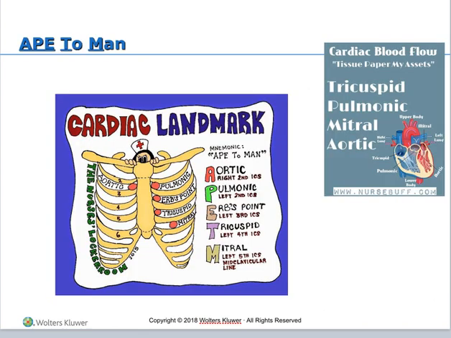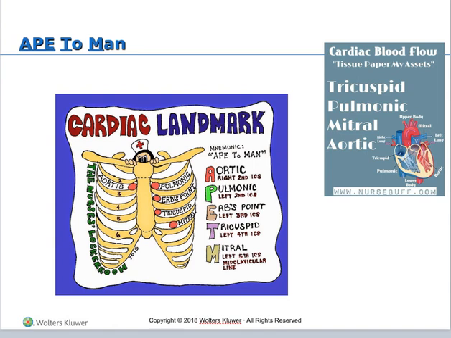Then we've got a reminder for the valves of the heart. So you've got the way you listen, the cardiac landmarks, and those are where you can best hear those valves. And that's APE TO MAN, and then you've got the cardiac blood flow, and that's the way they actually flow through the heart. So it's 2 different snapshots, 2 different things to remember. So APE TO MAN is where you auscultate. Tissue paper, my assets is the actual blood flow sequence.